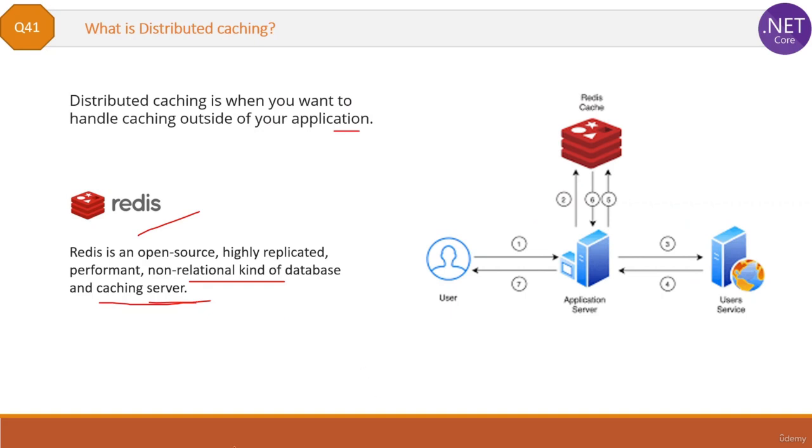The flow in case of distributed caching is the same as normal caching. Just the Redis cache will be placed instead of the normal cache, and this Redis cache is separate from the application server. In normal caching, the cache is inside the application server only, but in this case it is separate from the application server. So that is the distributed caching.